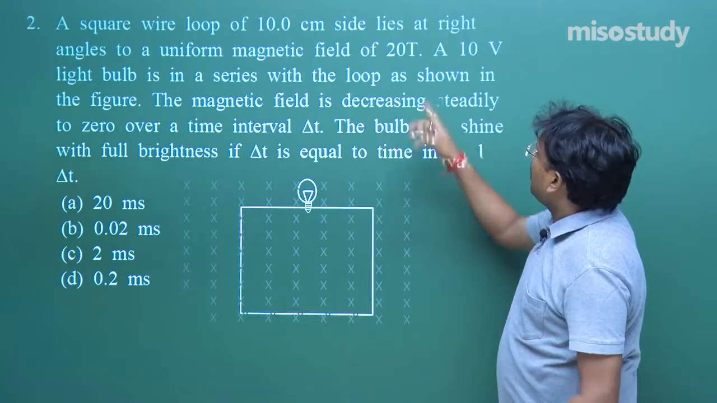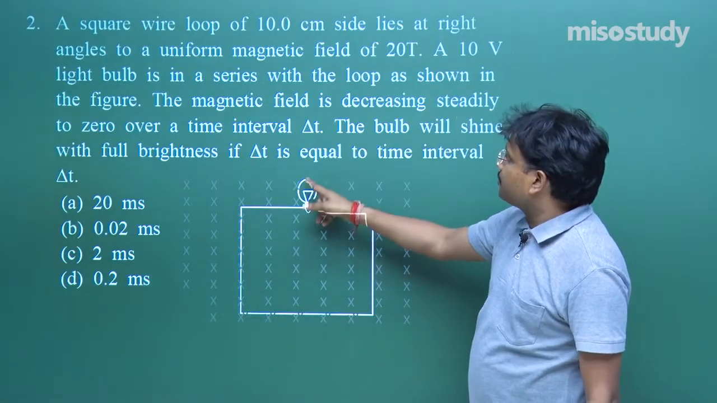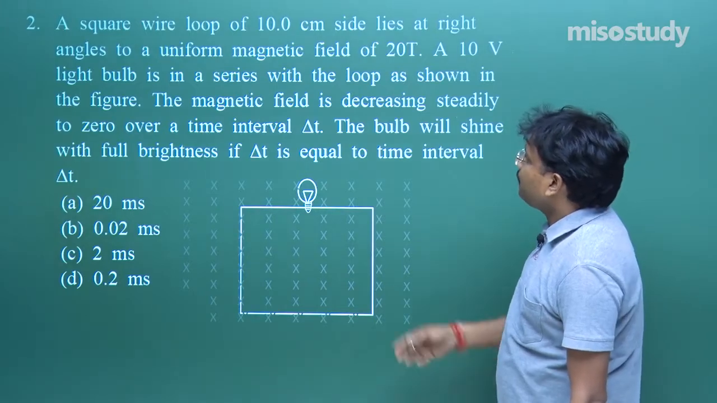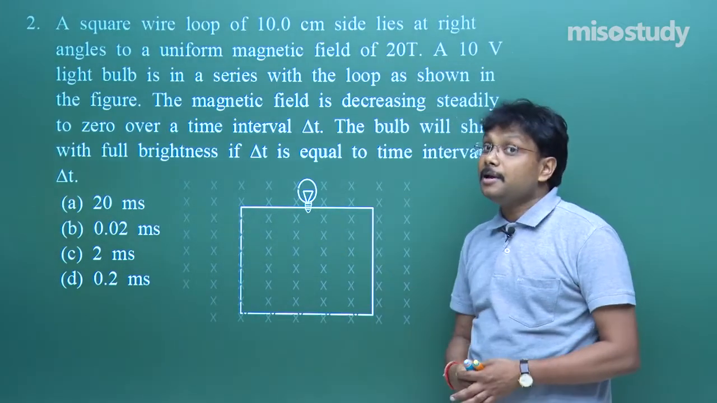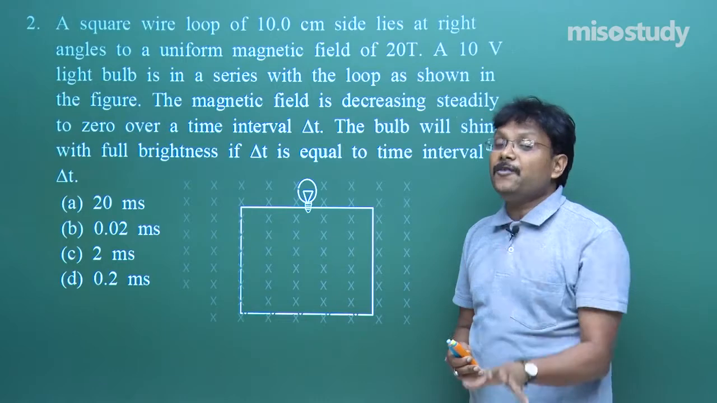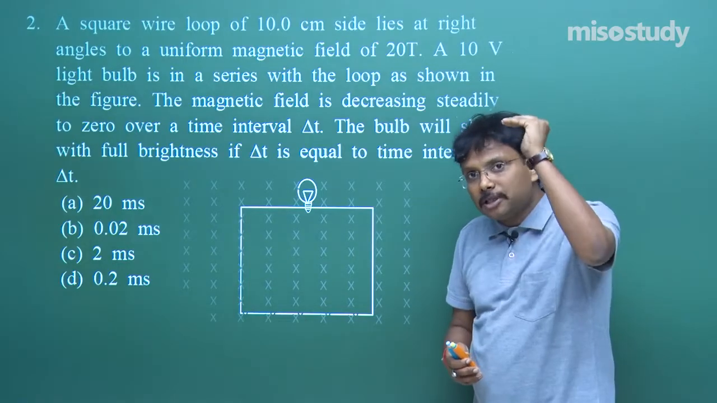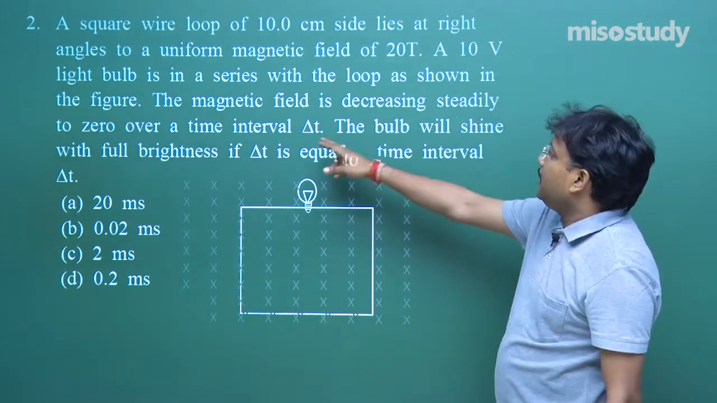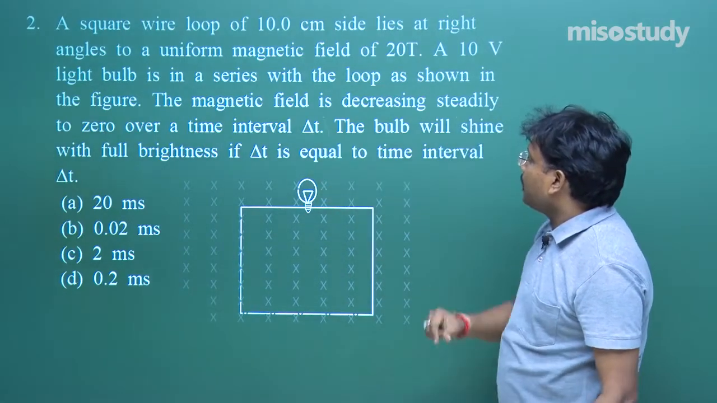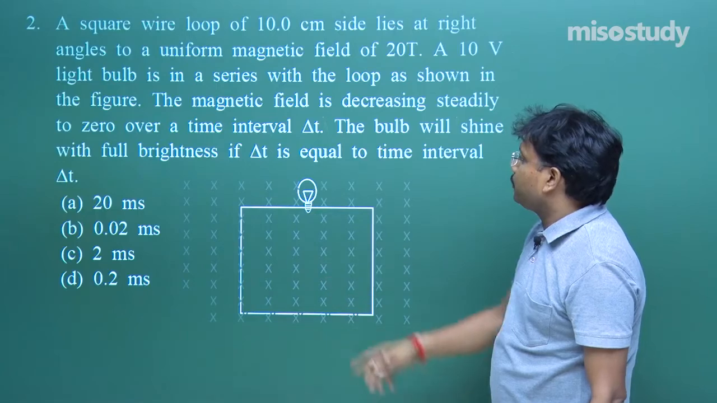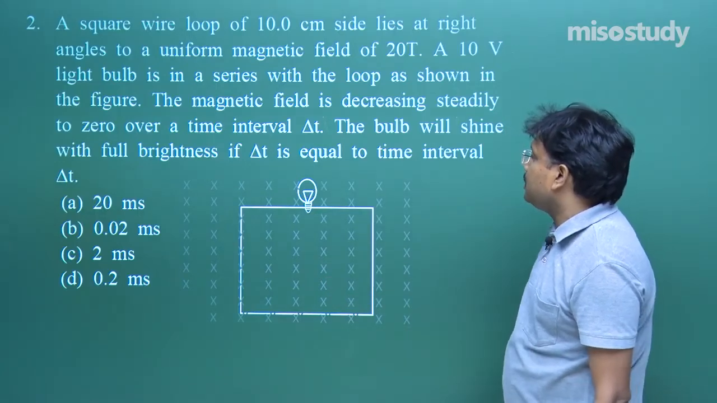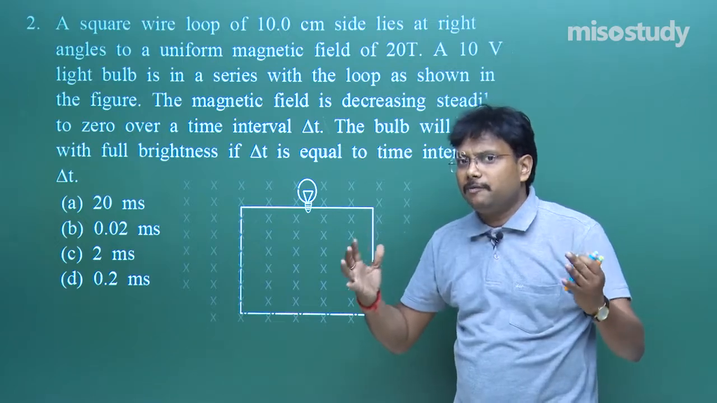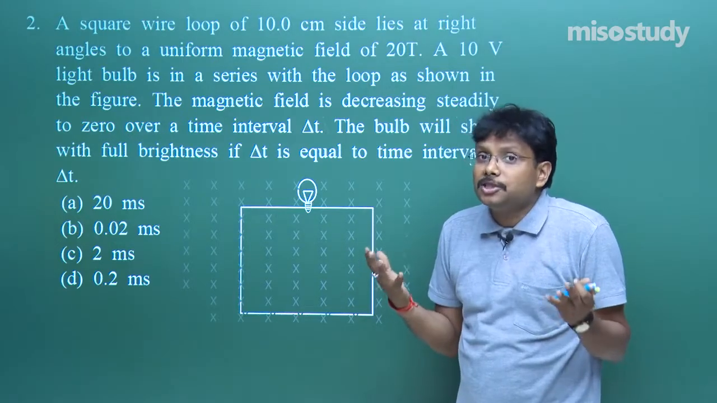A 10 volt light bulb is connected in series with the loop as shown. The magnetic field is decreasing steadily. It means magnetic field B is starting from a top value, reducing to 0 in delta t time. The bulb will shine with full brightness if delta t is equal to the time interval. Means maximum current will flow after how much time?